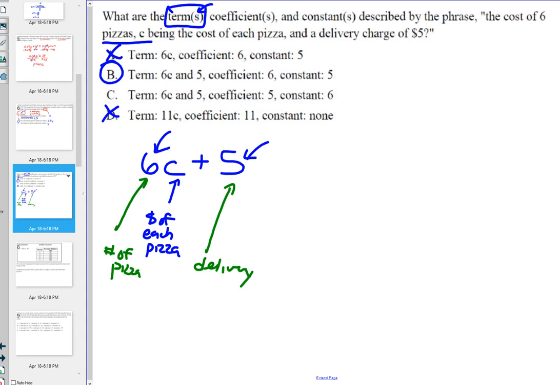So I'm not thrilled with the use of the word term, but because they said terms, meaning there's more than one term allowed, what are the 2 terms that go into the cost? The 60 and the 5. 5 will never change. The 6 depends on how much each pizza costs. So 60. Then the second part of the question is just understanding the difference between a constant and a coefficient. A coefficient is a number that's in front of a variable. A constant is just a number.